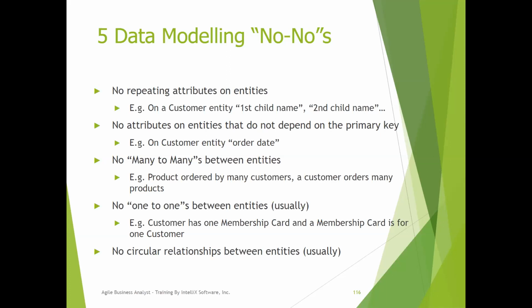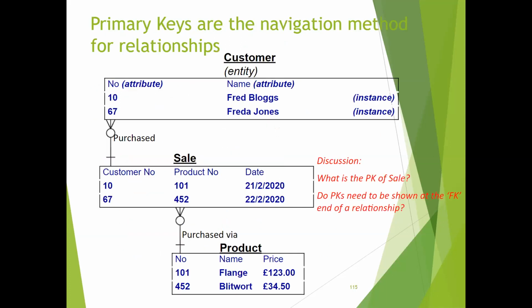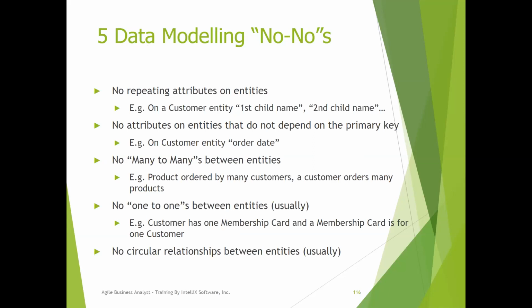Okay. Another rule is to always avoid a many-to-many relationship between entities. The way you avoid it is, whenever you see a many-to-many relationship, you introduce a relationship entity in between those. So in our example, a product can be ordered by many customers, and a customer can order many products. The way we broke it down is by having a sale in between the customer and products. Okay.